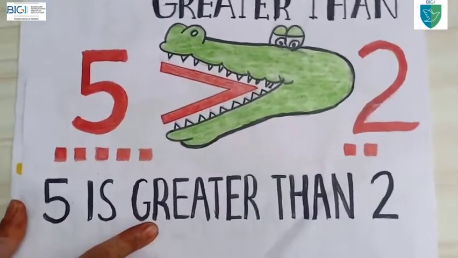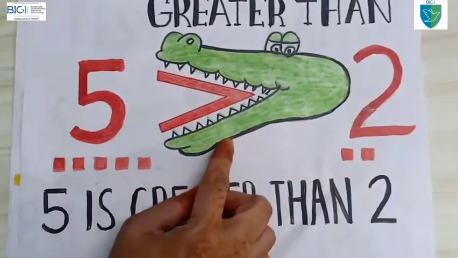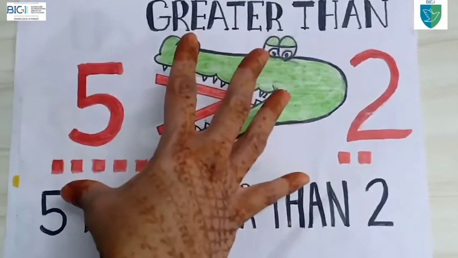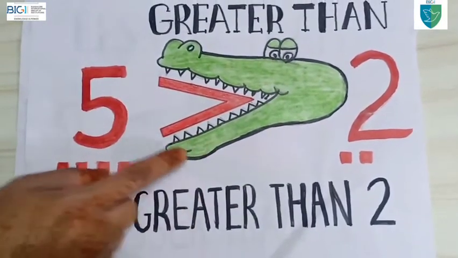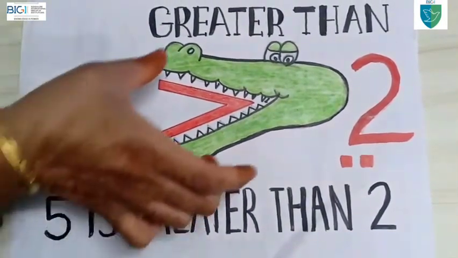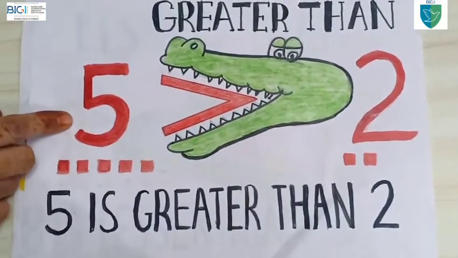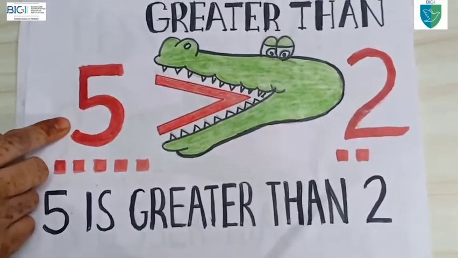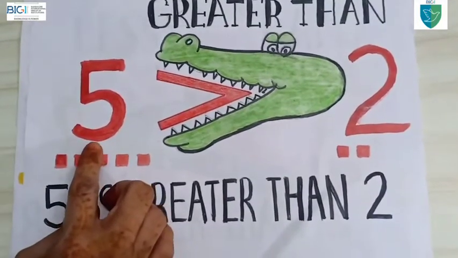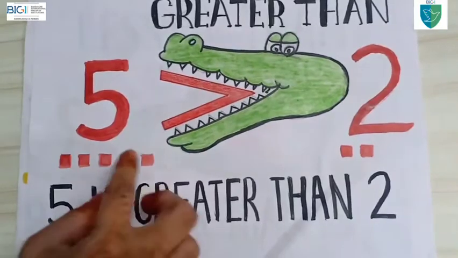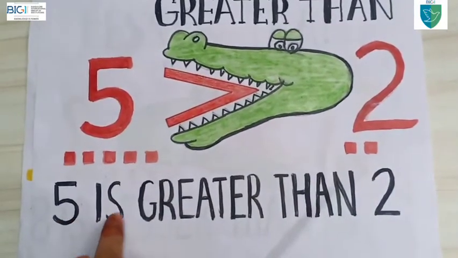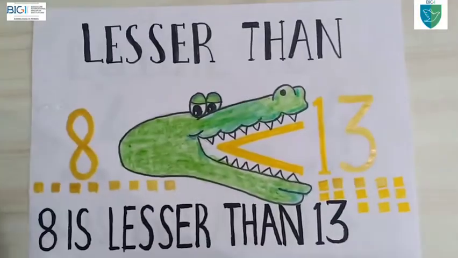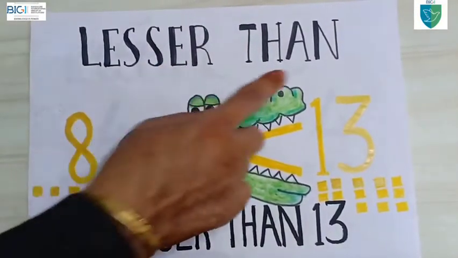If you have to remember easily, children, you can see the picture of a crocodile's mouth here. The big open mouth of the crocodile is trying to catch the bigger number, which is number 5, or we can say the greater number 5. So how do we read this? 5 is greater than 2. Right, children?